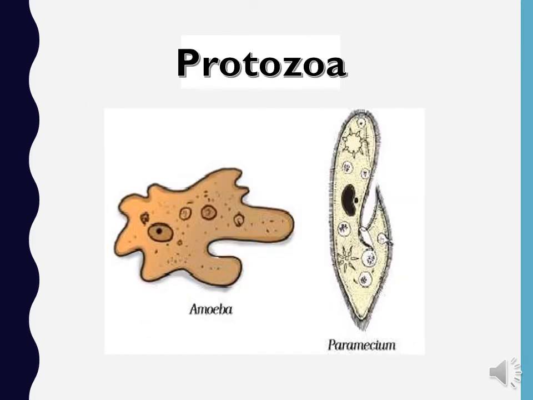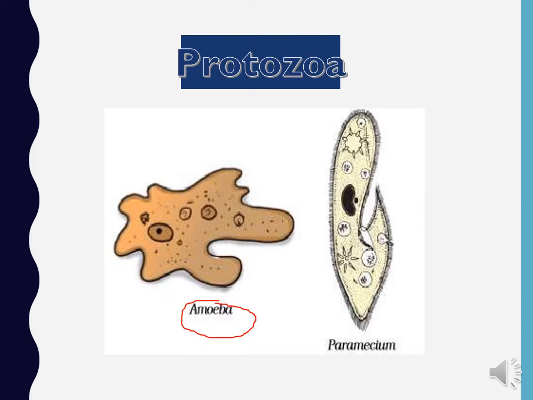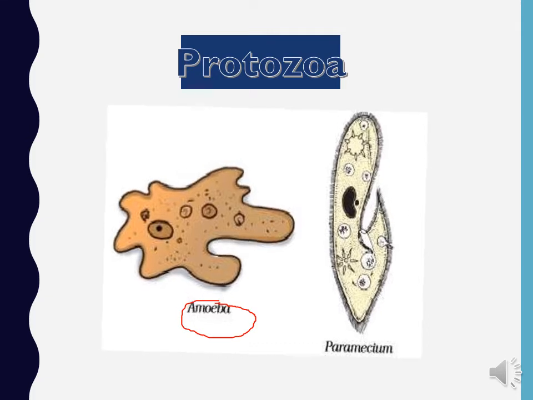Next one is protozoa. The most common unicellular organism that you have seen and learnt about till now is amoeba. It is irregular in shape and it is a unicellular microorganism. The second one is paramecium. These are the 2 types of protozoa which are present in our day-to-day lives, and protozoa is generally found in the dirty water around us.